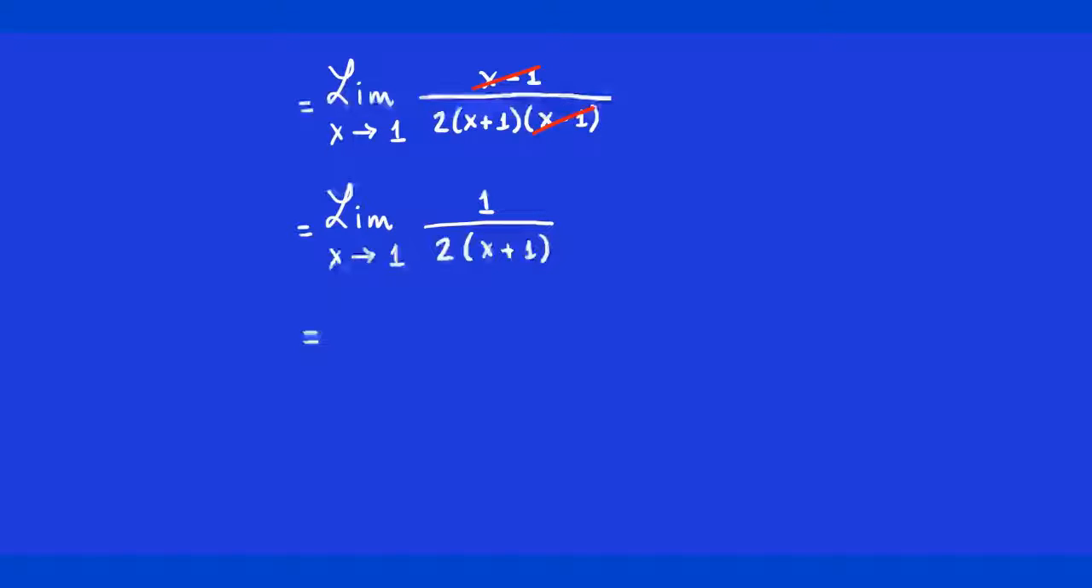Substituting the 1, it would be 1 over 2 times, I'm going to use a different color just to make this processing clear, 1 plus 1. I think it's clearly not going to be any trouble with this. 2 times 2, and at the end we get 1/4, and that's actually the solution for this limit: 1/4. And that will be it for this one.